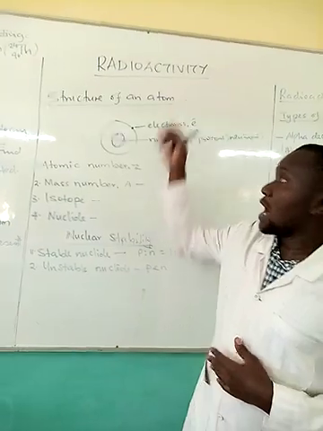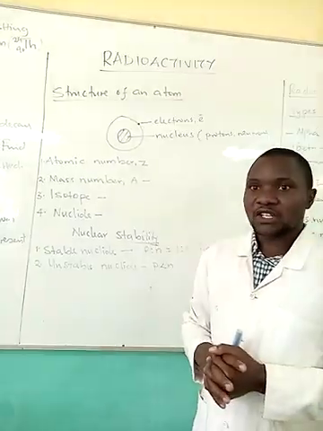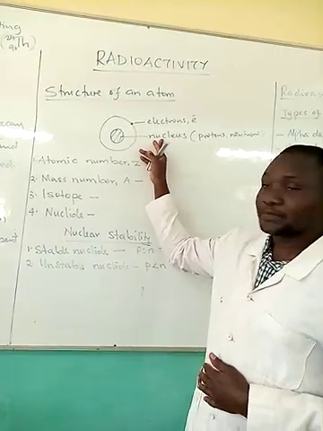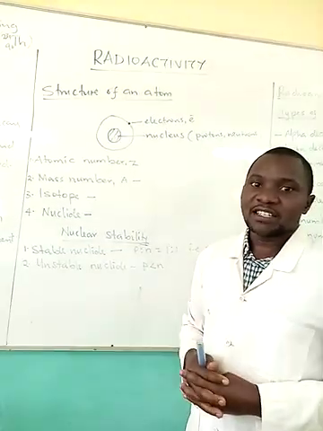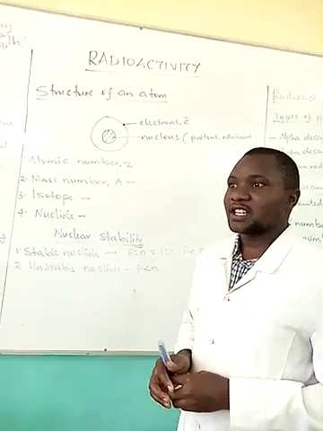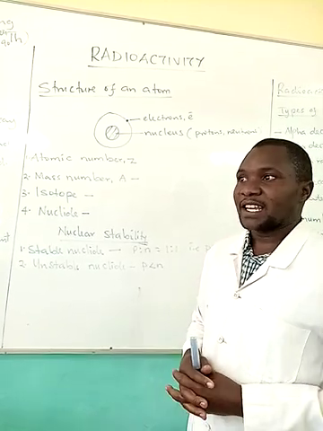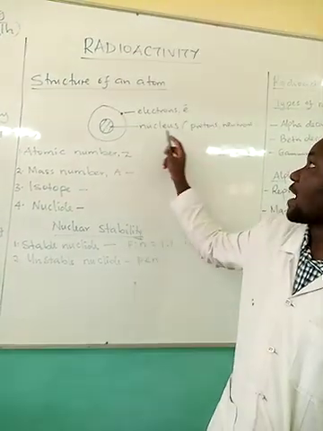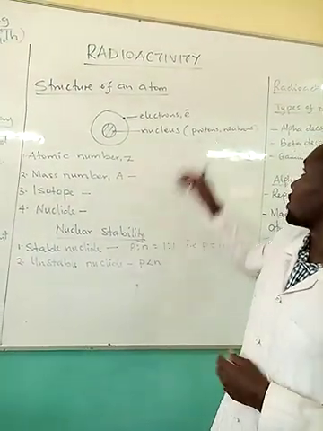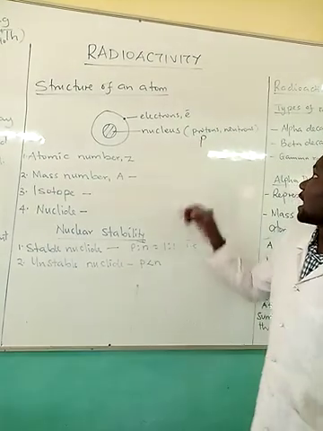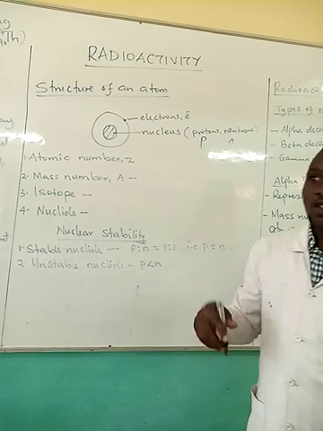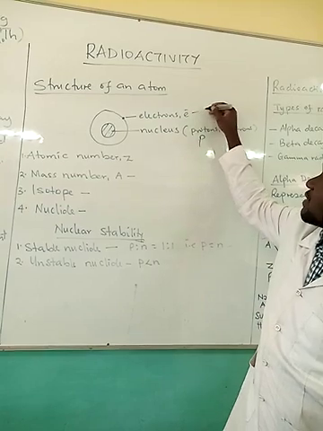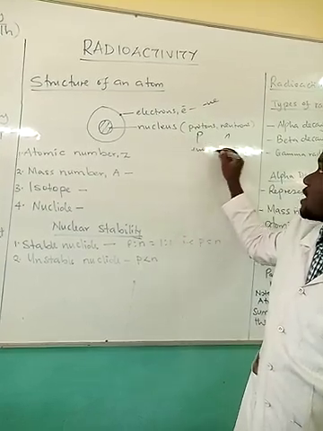So to explain more, we need to know about the structure of an atom. We know very well that an atom has that central part that we call the nucleus, and the nucleus is surrounded by an orbit called energy levels. On those energy levels we have electrons that move around. Now the nucleus in itself has two particles, that is the protons, which will be represented by letter P, and neutrons.